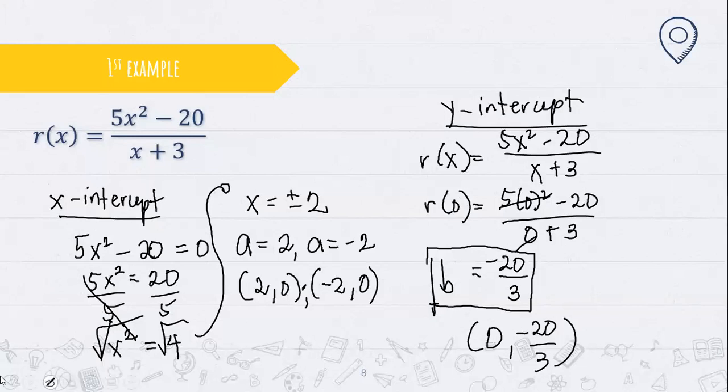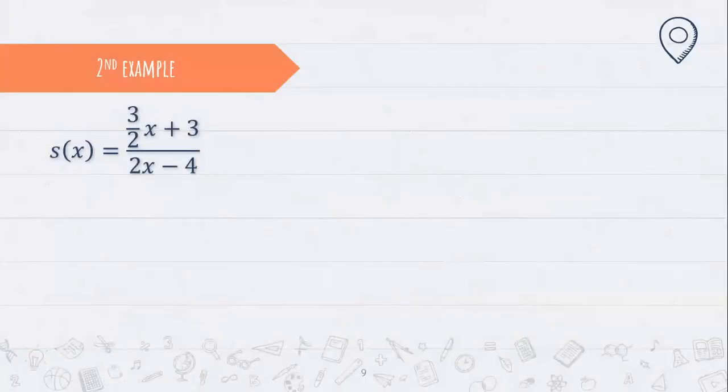Okay, so let's have example number 2. We have s of x equals (3/2 x plus 3) all over (2x minus 4). Since you already remember how to get the x-intercept and y-intercept, now I will let you find them. I'll give you 3 minutes to find the x-intercept and y-intercept.